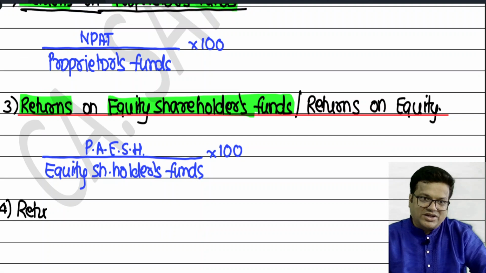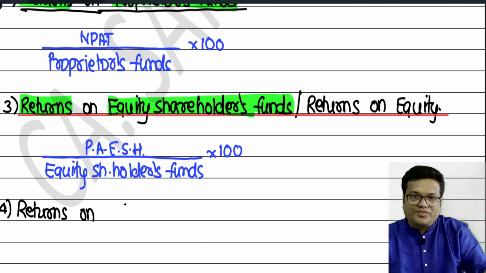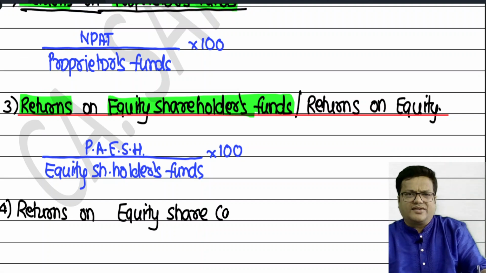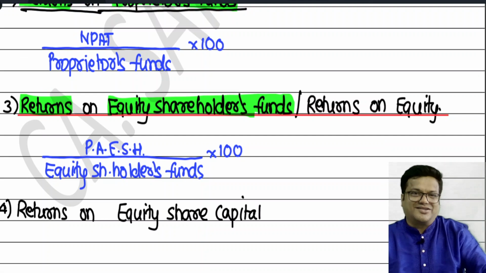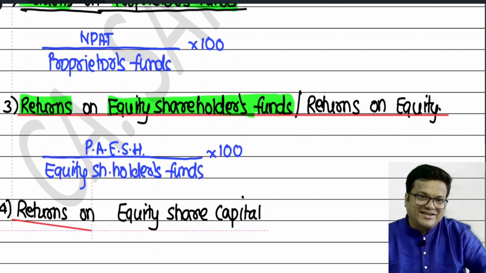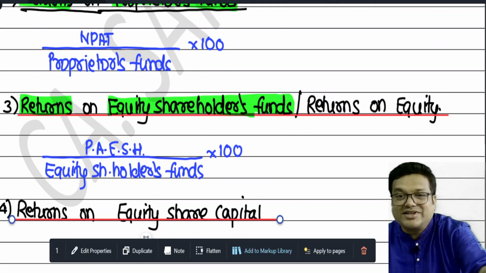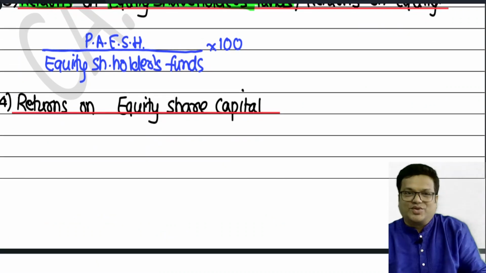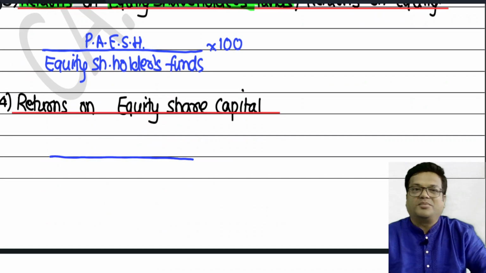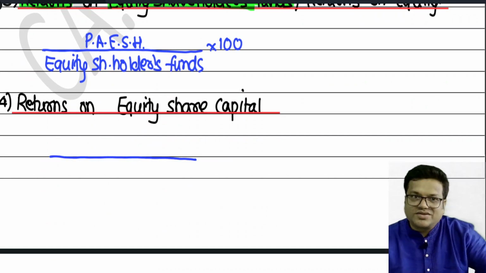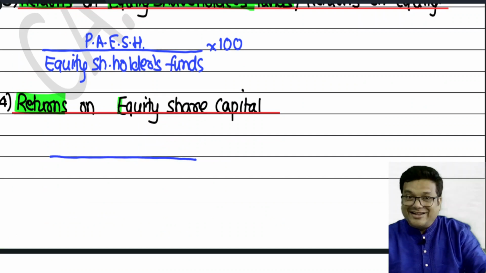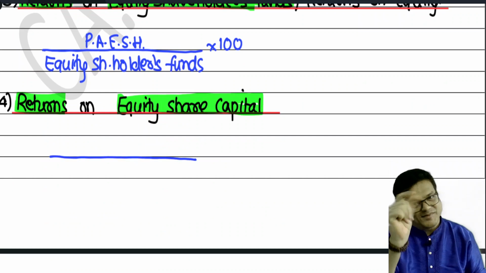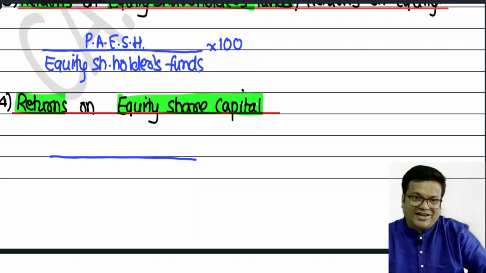Last, let's go with the last one. Returns on equity share capital. Yes, I know that you know the answer, right, people? Yeah, it is very simple. Now you have to compare the returns with that of what? Equity share capital, right, friends? Okay. So you know what is going to be the denominator. Perfect, guys. Returns is the first word, isn't it? Equity share capital is the second word. So what is going to be in the denominator? Equity share capital. Correct.